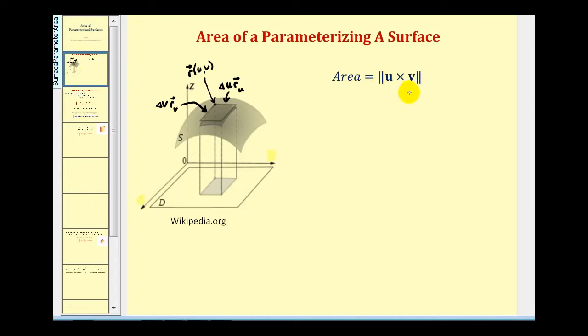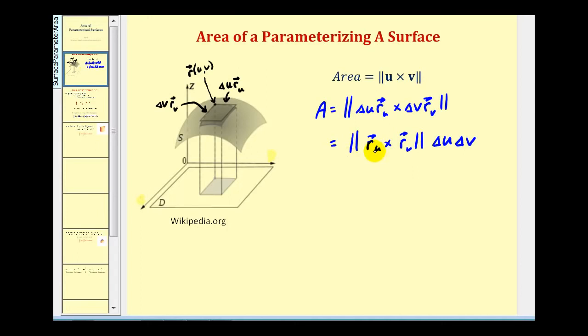of those two vectors. So our area would be equal to the magnitude of delta u times the partial derivative of r with respect to u crossed with delta v times the partial derivative of r with respect to v. And we can rewrite this as the magnitude of the cross product of the partial derivatives times delta u delta v. So this would represent the area of one small tangent plane.